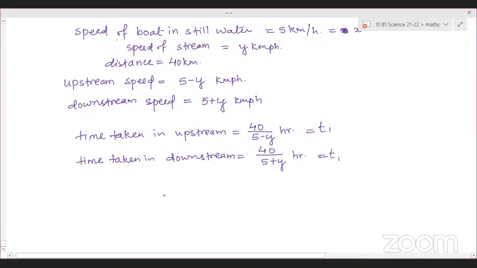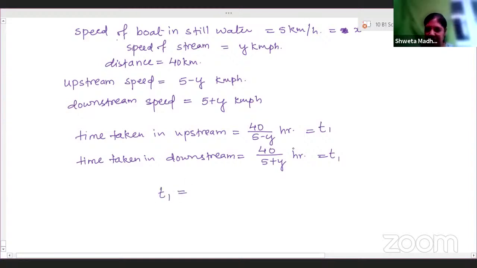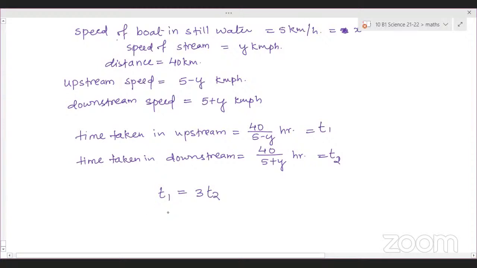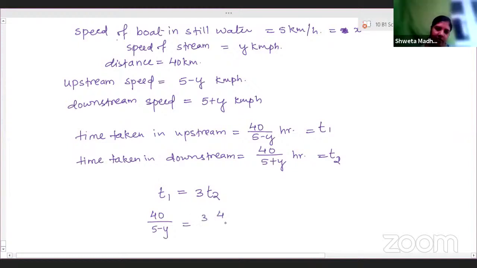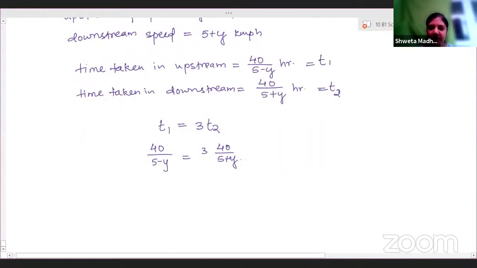Next, time upstream is equal to 3 into time downstream. So time upstream we will consider T1, and time downstream T2. So T1 is 3 times T2. So 40 by 5 minus y is equal to 3 into 40 by 5 plus y. Yes, very good. Then this 40 and this 40 directly we can cancel. No need to multiply. Then we will get 1 by 5 minus y is equal to 3 by 5 plus y. Cross multiply. 5 plus y is equal to 3 into 5 minus y.